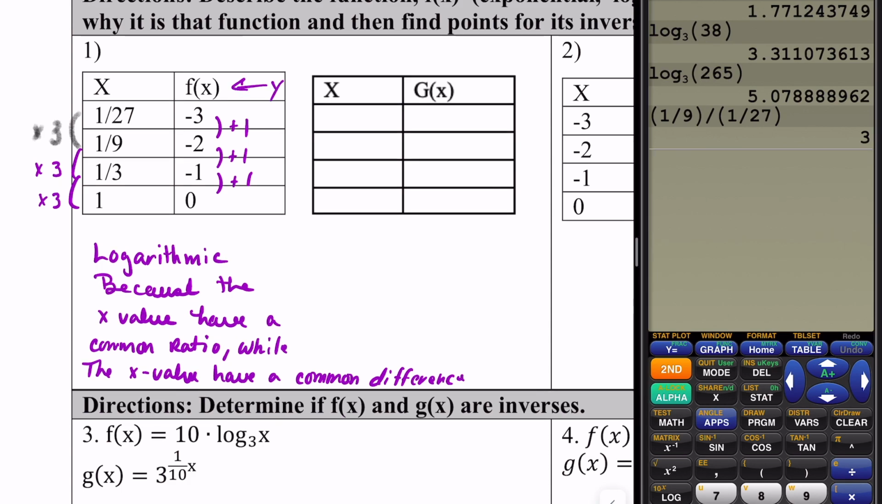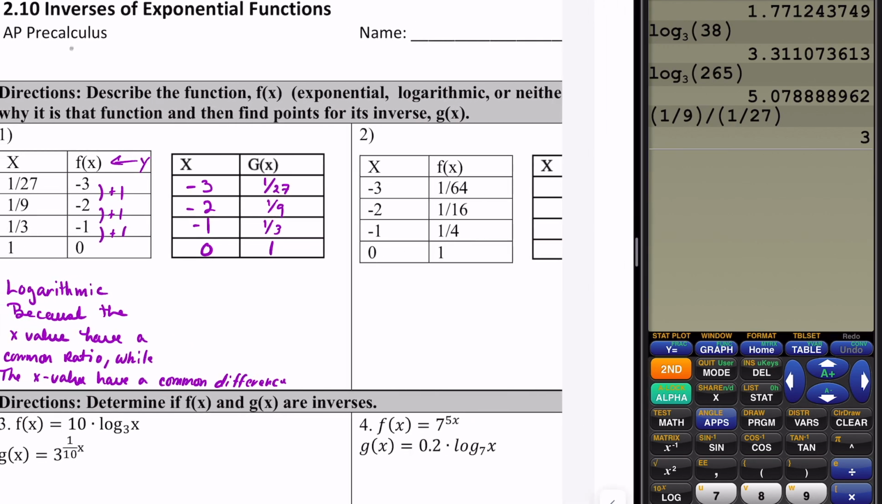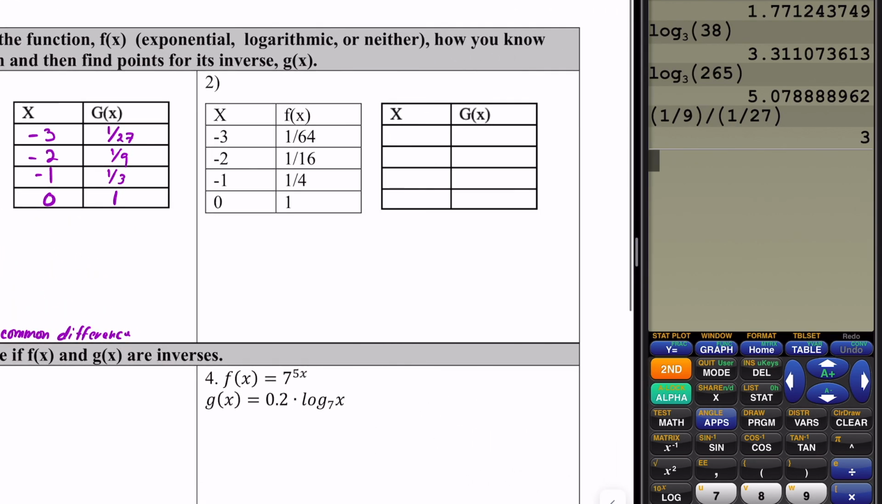Now when we do the inverse, all that does is take the y values. So here are our y values. They become the x values, and then they map back to the original x's. So -2 is going to map back to 1/9. -1 will map back to 1/3, and 0 will map back to 1. It's just how they map to each other.